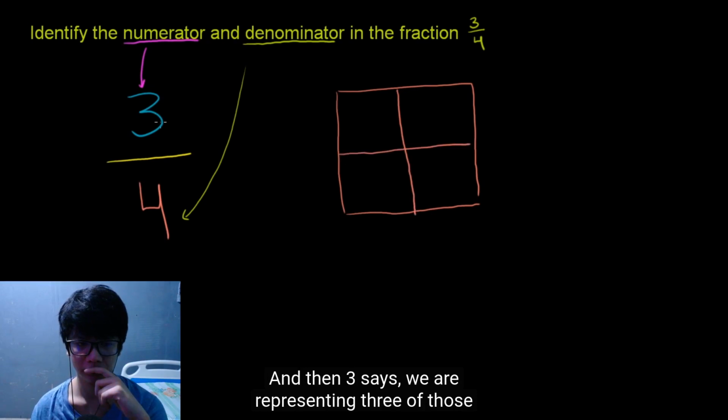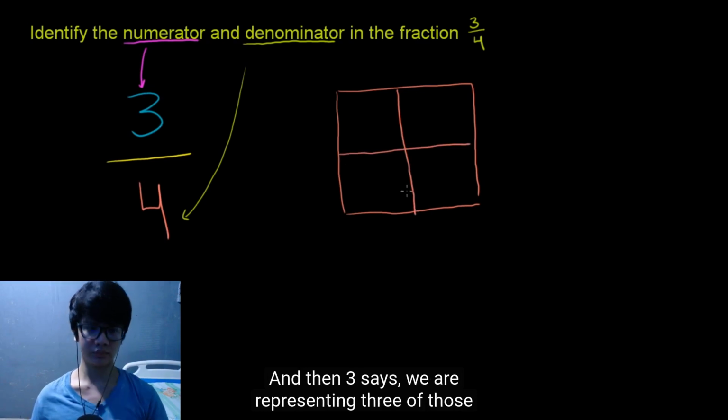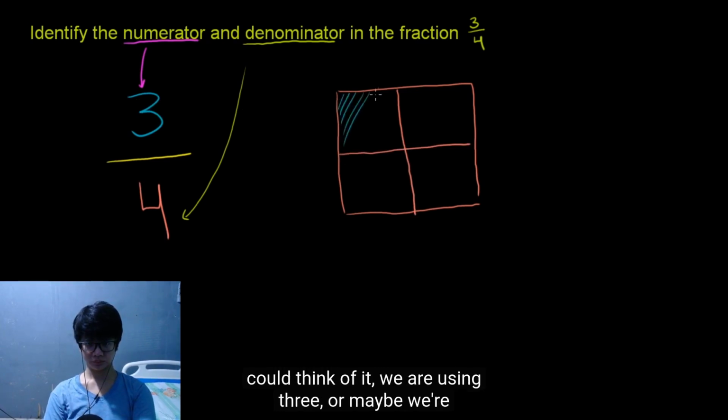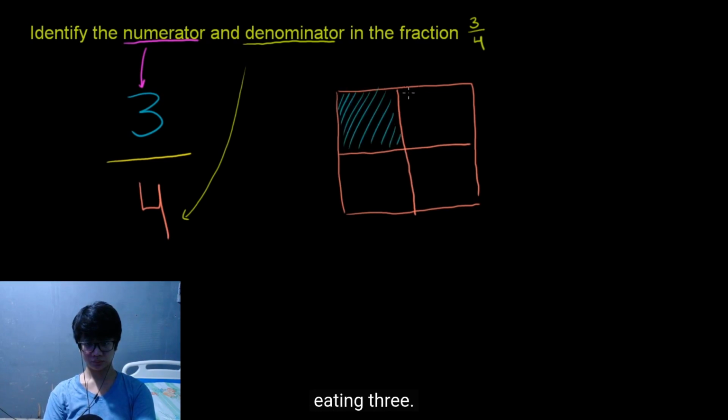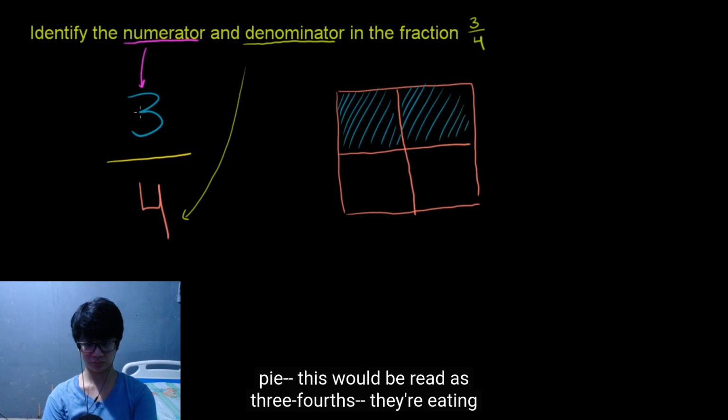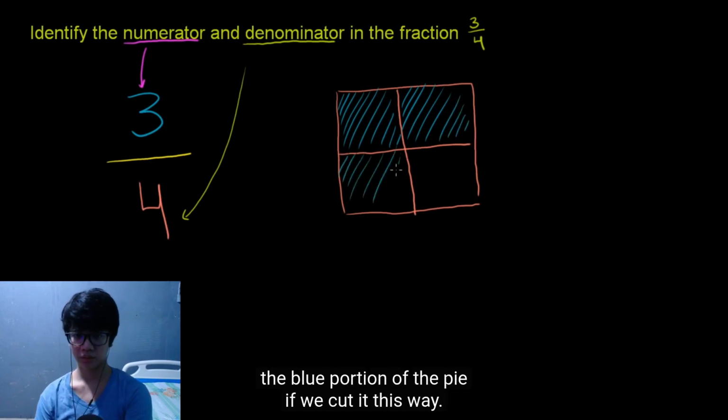And then the 3 says we are representing 3 of those 4 pieces. So this 3 tells us that out of 4 possible pieces, we are using 3, or maybe we're eating 3. So you can imagine someone says, I ate 3/4 of a pie. This would be read as 3/4. They're eating the blue portion of the pie if we cut it this way.